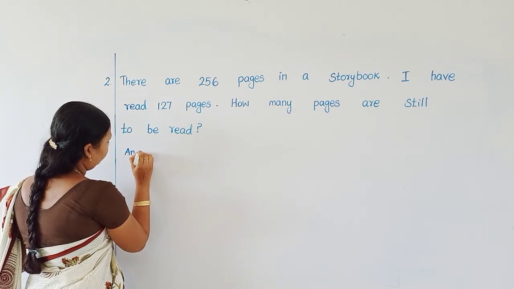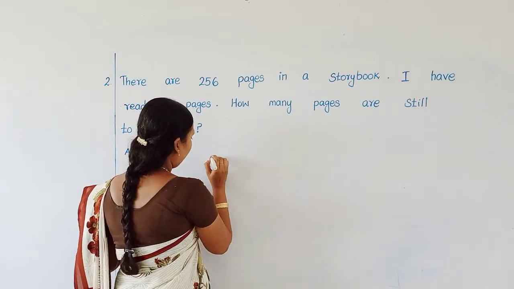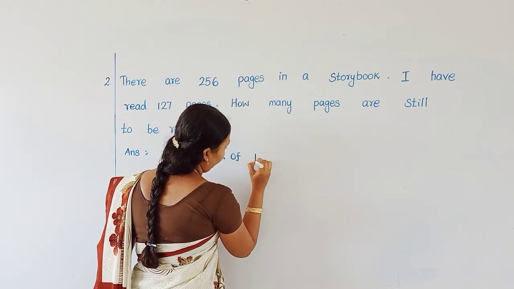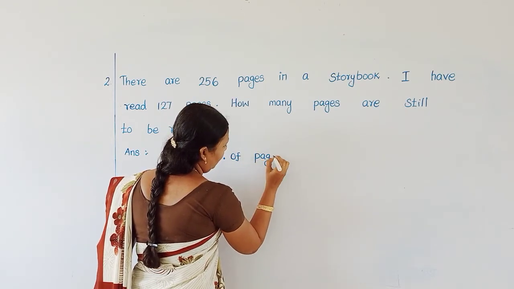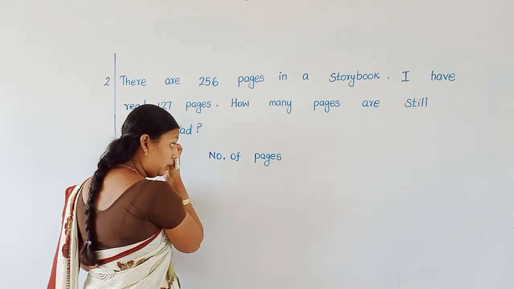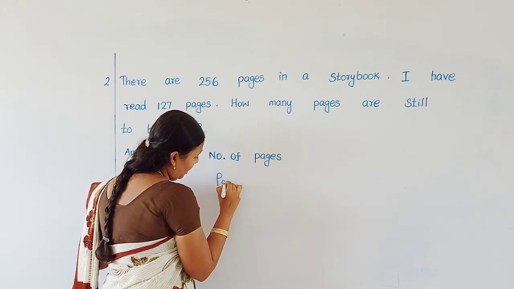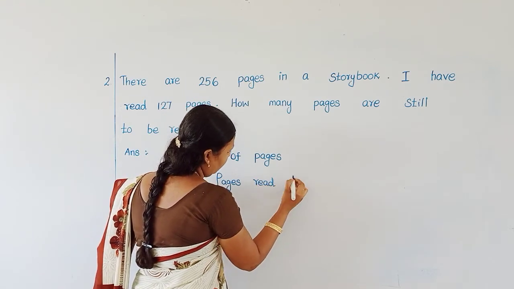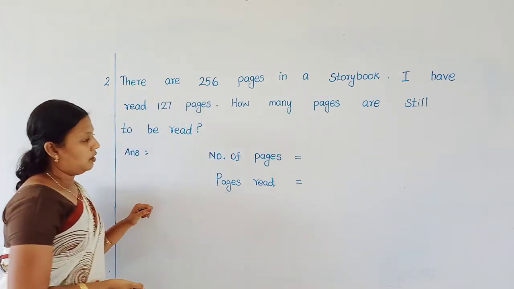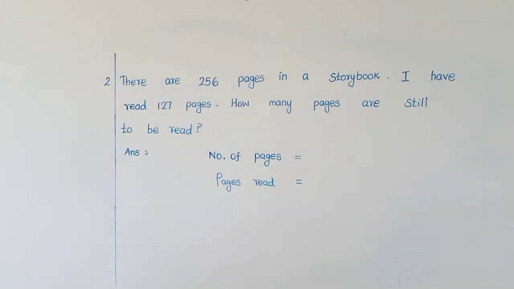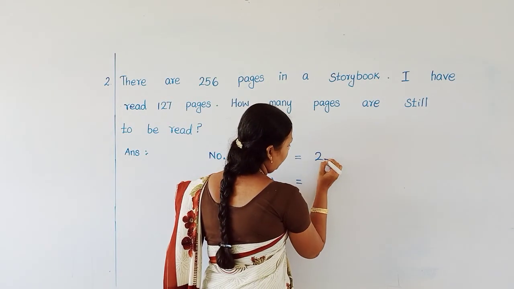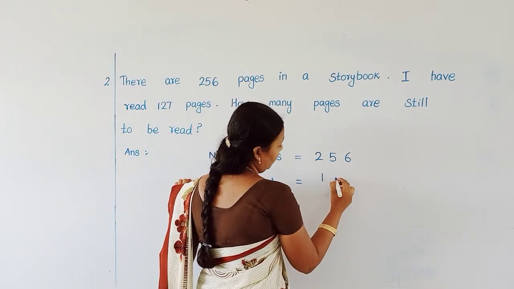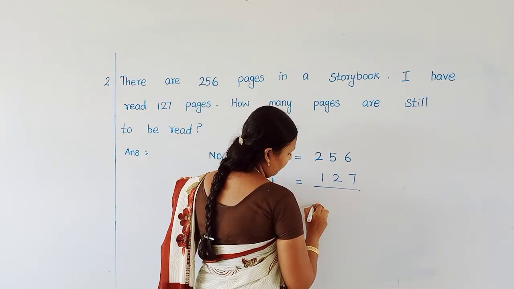Write the answer here. First, number of pages. Then, pages read. First one, number of pages in a story book, 256. Pages read, 127. Shall we subtract this one?